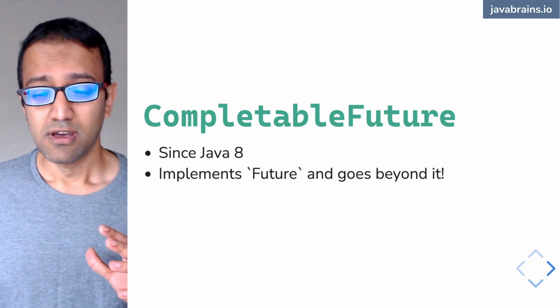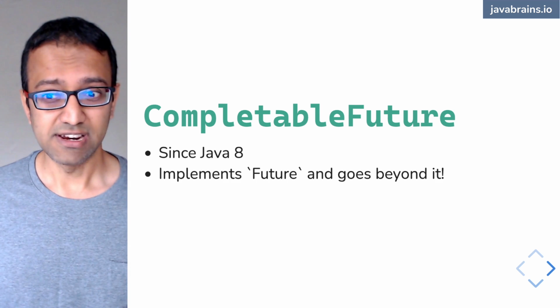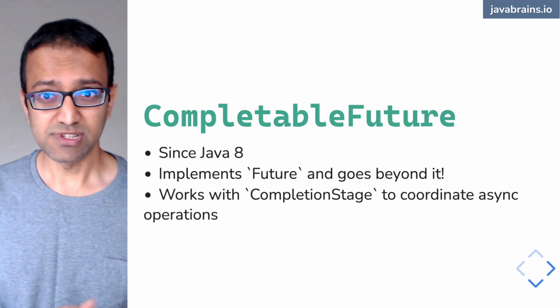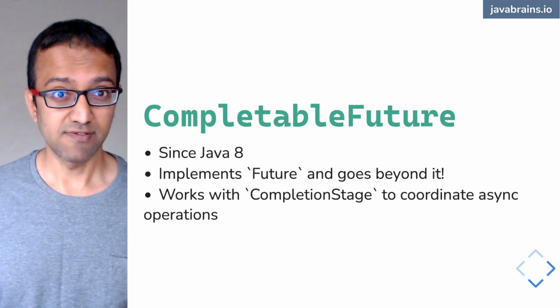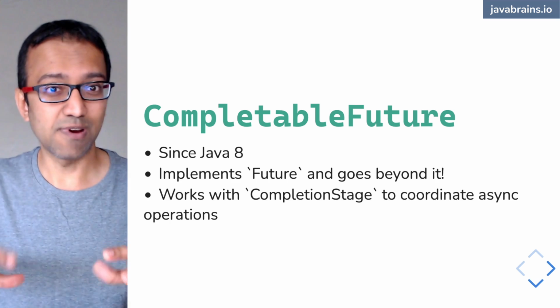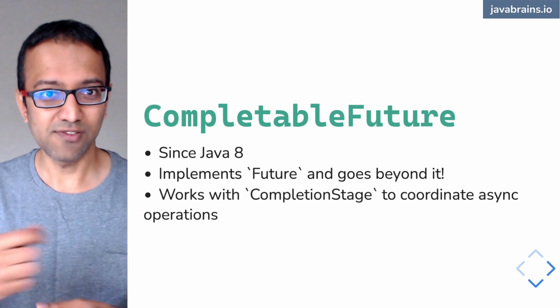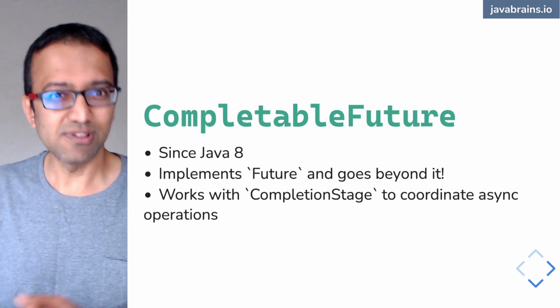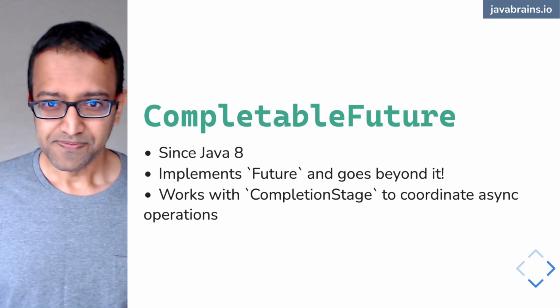It has a bunch more things in addition to Future, and then it uses something called CompletionStage, which allows you to coordinate all these async operations. You can almost think of it as a stage where multiple async operations happen, and then you coordinate and say, okay, after this happens, then do this and do this and so on.